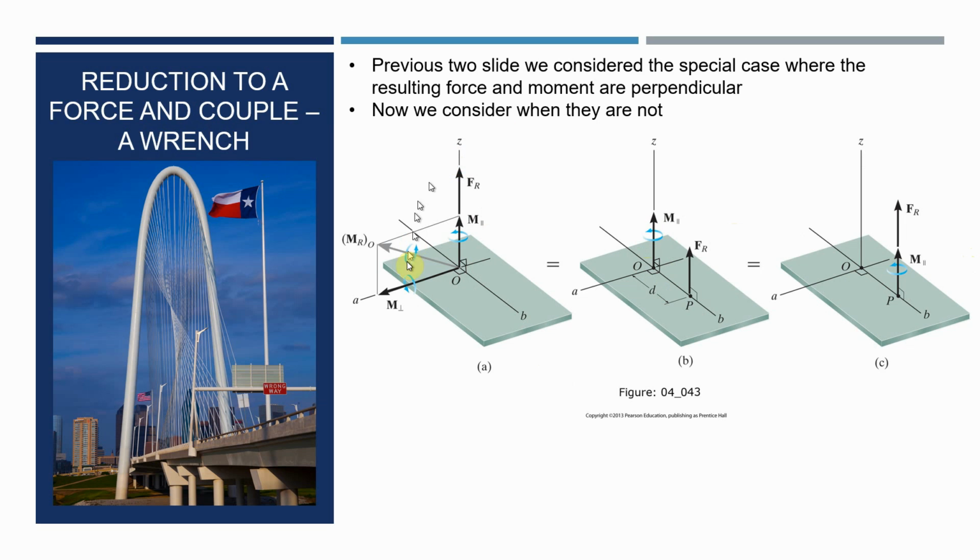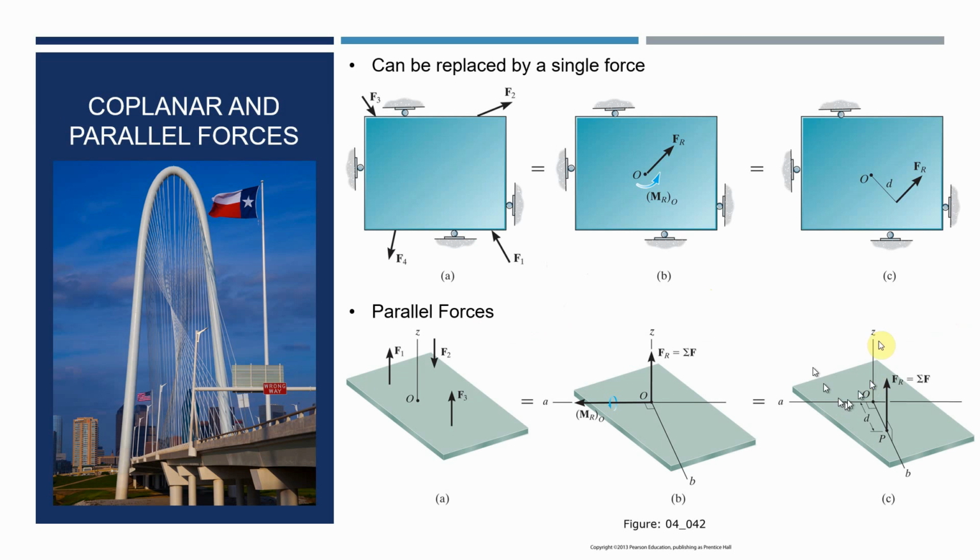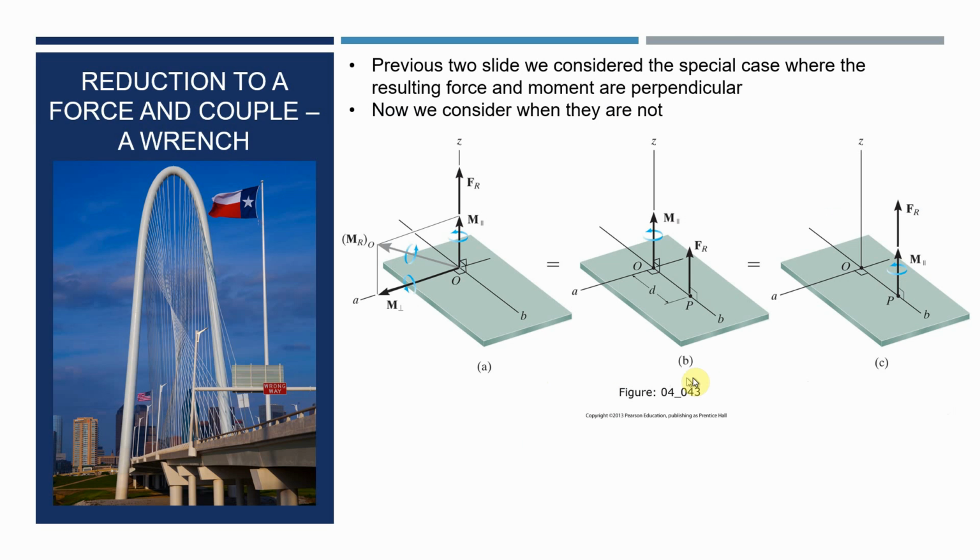Remember when we had the perpendicular moment to the force? We can reduce that to this system right here: F sub r acting at point P. And we figured out where point P was earlier. Now we have a moment about point O and a force about point P.